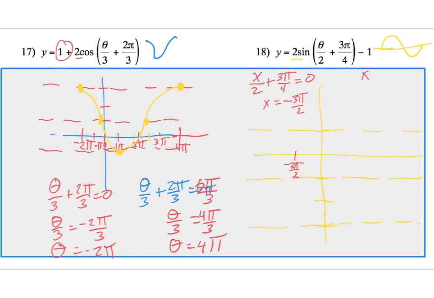All right, then we got x over 2 plus 3 pi over 4 equals 2 pi. I'm going to write that as 8 pi over 4. So when we do some solving, we get x is equal to 5 pi over 4 times 2 is 5 pi over 2. So it's going to be on this side.